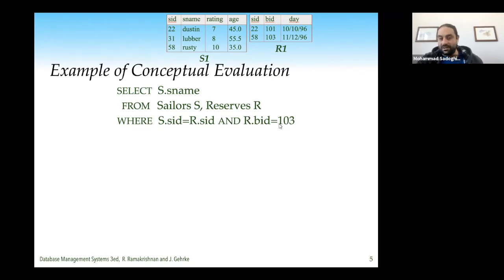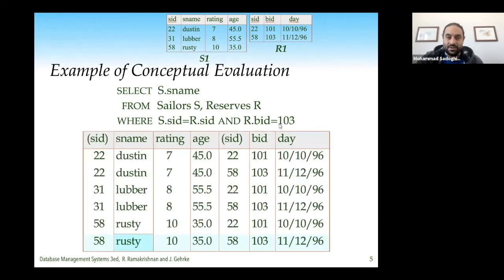And we looked at the same query in relational algebra as well. So one way to do this is to do a cross product of S1 and R1 with all combinations. So Dustin is matched with 22, Dustin matches 58, Lubber is matched with everything, and then Rusty is matched with everything.